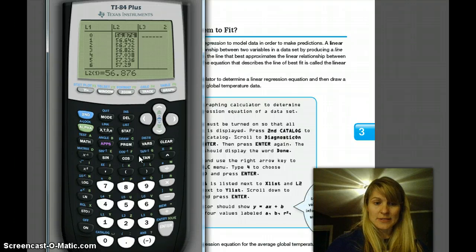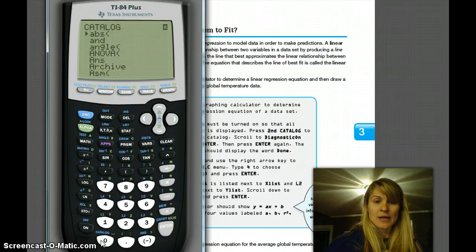Just like the directions say, Catalog is in blue. So you want to go to Second, Catalog, and it comes here. Now we're looking for diagnostic, which is D, and that's a lot of scrolling down. You have letters in green. So if we hit the green button and the D, it'll go to the D section for us. So I'm going to hit alpha and D. Oops. Let's try that again. There we go. And it brings up the D's, and so that's a lot less scrolling down.